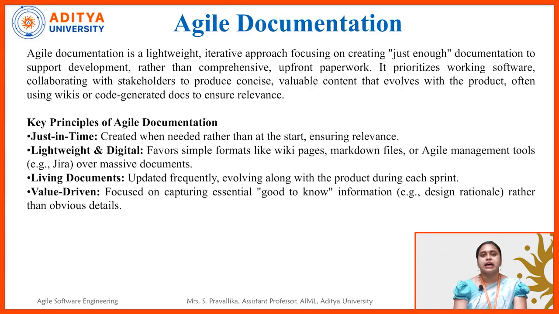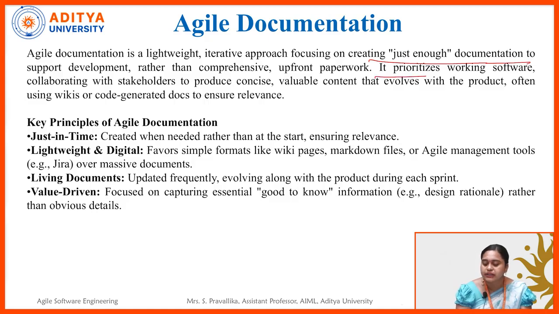So the next one is agile documentation. What does agile documentation mean? Agile documentation is a lightweight, iterative approach focusing on creating just enough documentation to support development rather than comprehensive upfront paperwork. So what does this point indicate? Focusing on creating just enough documentation. Here we are not bothered about large pages of documentation. We are focusing only on just enough documentation because we want a working product rather than the documentation.